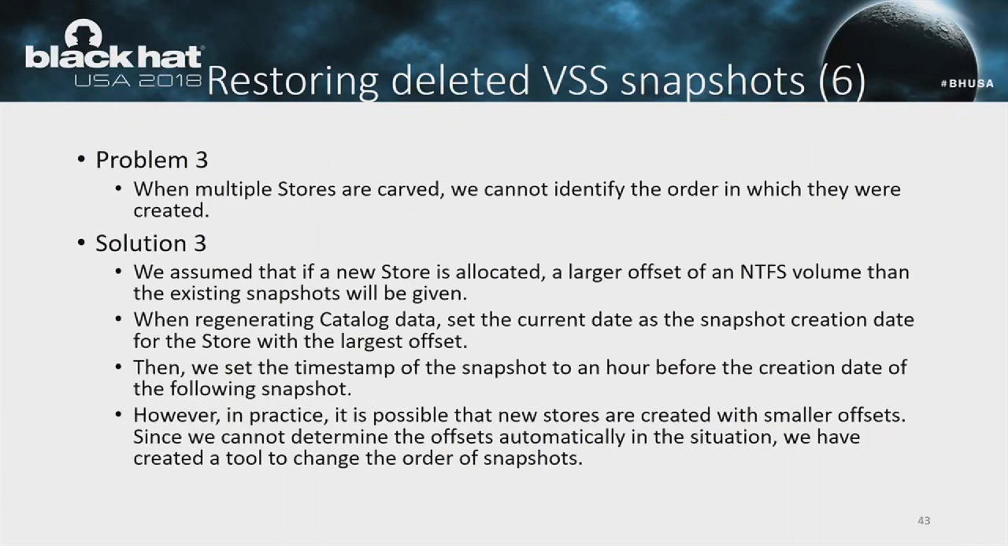And the last problem: when multiple stores are carved, we cannot identify the order in which they were created. The solution: we assumed that if a new store is created, a larger offset of the NTFS volume than the existing snapshots will be given. When regenerating catalog data, set the current date as the snapshot creation date for the store with the largest offset. Then we set the timestamp of the snapshot to an hour before the creation date of the following snapshot. However, in practice it is possible that new stores are created with smaller offsets, since we cannot determine the offsets automatically in this situation. We have created a tool to change the order of snapshots.